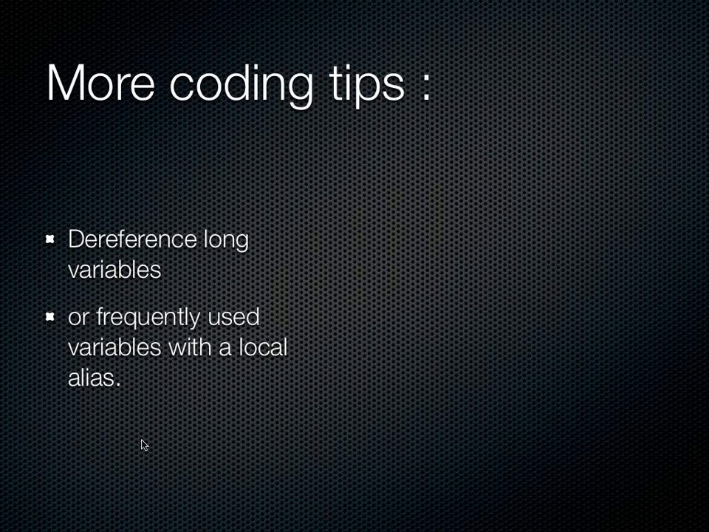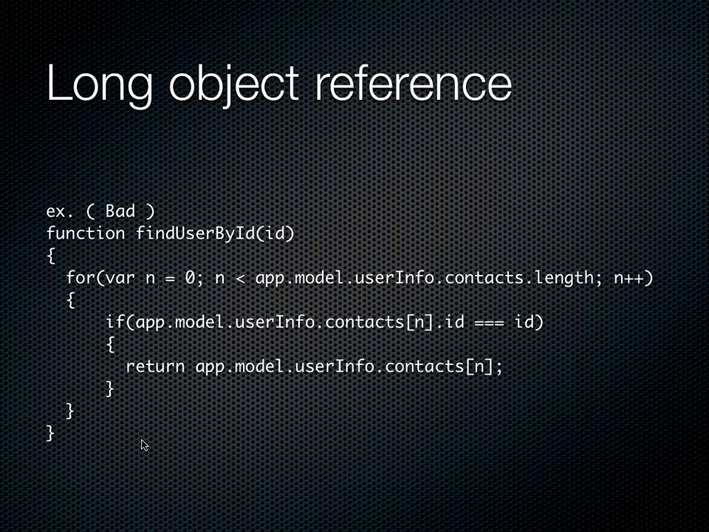On the subject of writing code, some basic gotchas: you should dereference long variables or frequently used variables within a loop. I've got a short sample here. This is what you should not do. You can see that there's an object, app.model.userinfo.contacts, which appears to be an array. We're looping through every single contact, looking for a contact with a certain ID. So we're finding a user by ID, and then we're returning that contact.